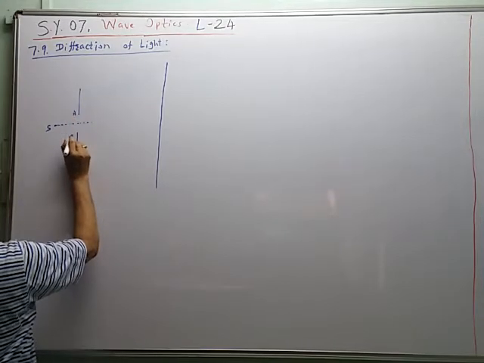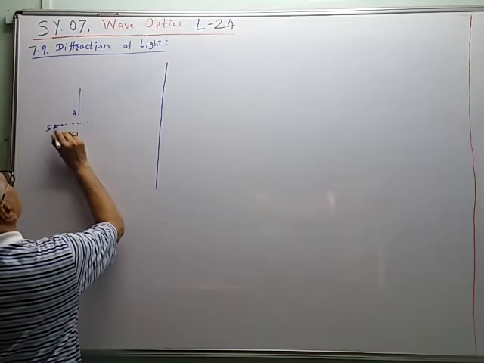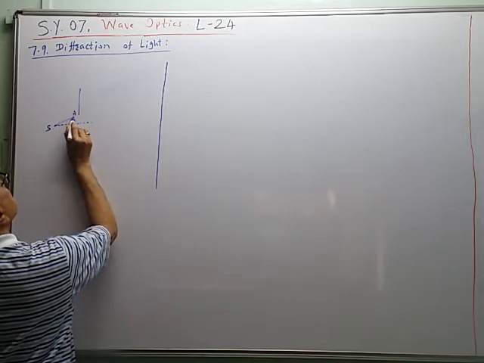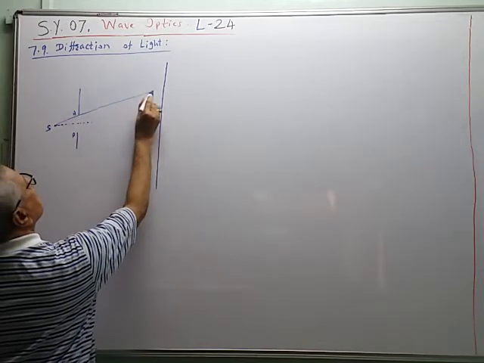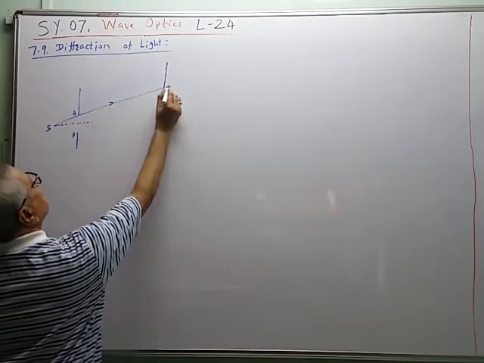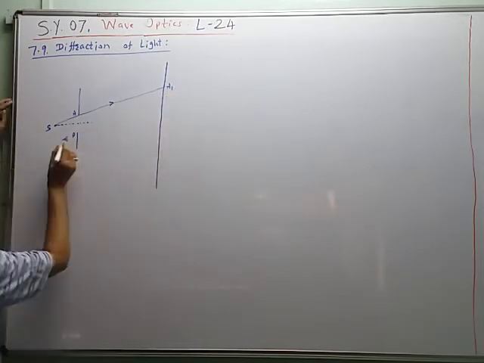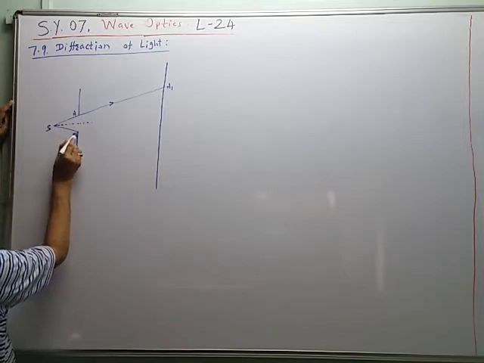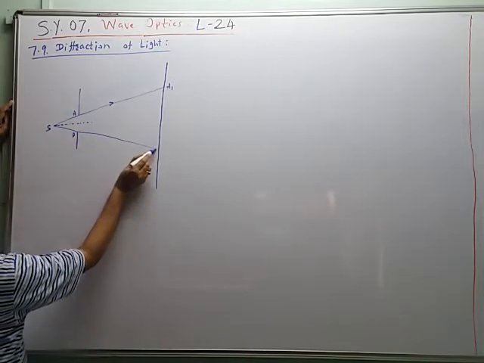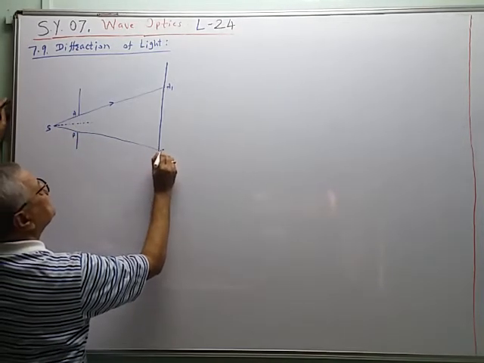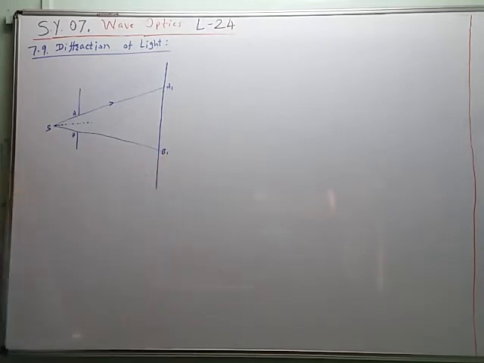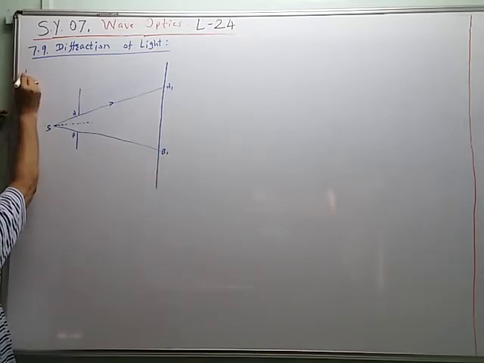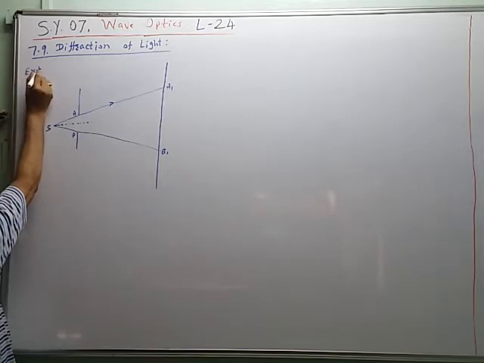This is the slit AB. So the uppermost ray is passing through the point A and it will touch the screen at point A1. The lowermost ray will pass through the point B and it will touch the screen at point B1. So this is experiment A.